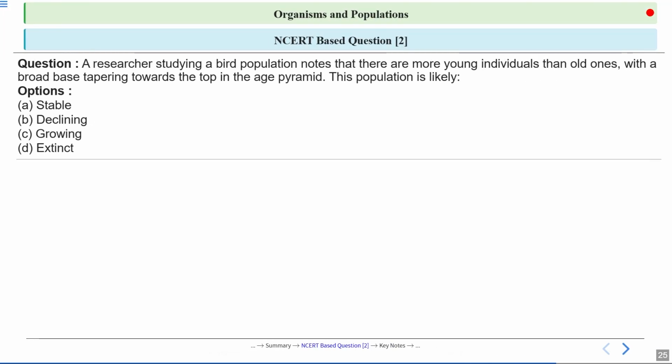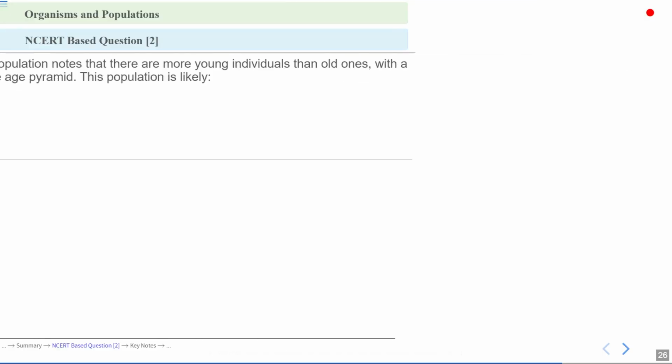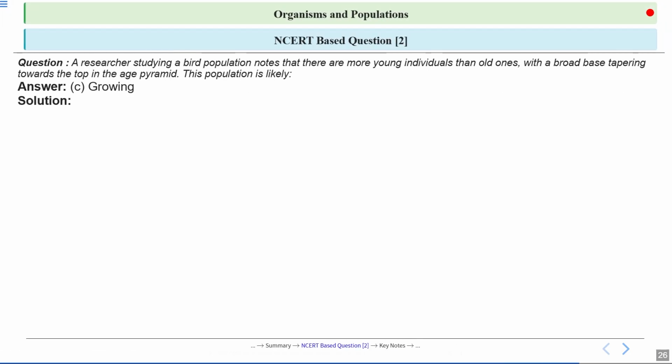The next one: a researcher studying a bird population notes that there are more young individuals than old ones, with a broad base tapering towards the top in the age pyramid. The population is likely stable, declining, growing, or extinct. What is the correct answer? Option C, it is growing, it is expanding. So let's have a look at the answer.